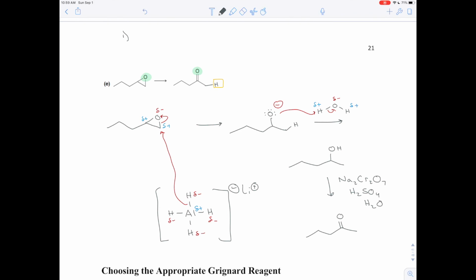So one step at a time, the first thing we did is we added lithium aluminum hydride, and that popped open this epoxide ring to get our product here. Then we had to neutralize that oxygen by adding water. So then we had our alcohol, and last but not least, we had to make that extra bond to oxygen. Making extra bonds to oxygen is called oxidation, so we did that oxidation with Na2Cr2O7, sulfuric acid, H2SO4, and water.